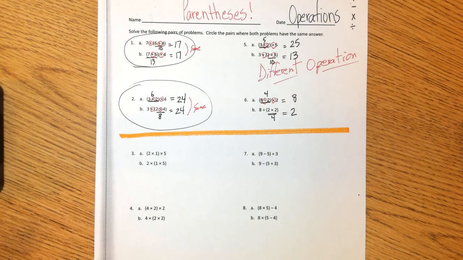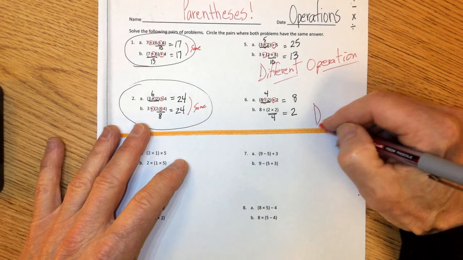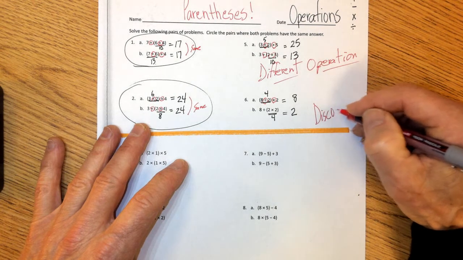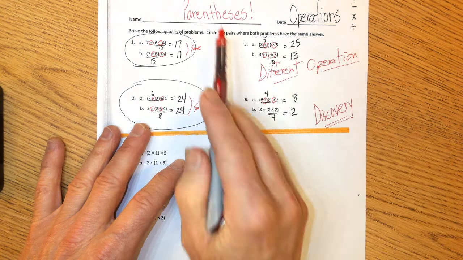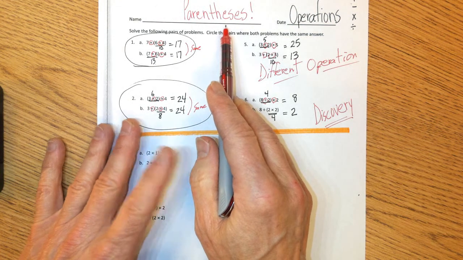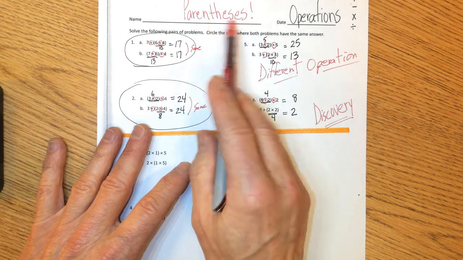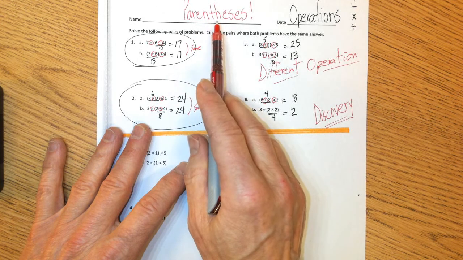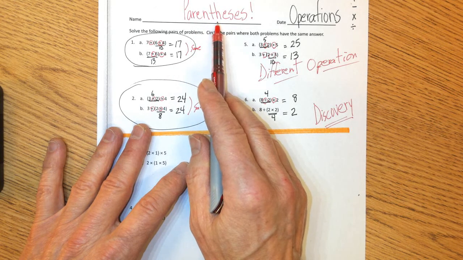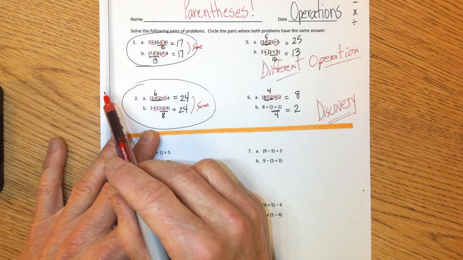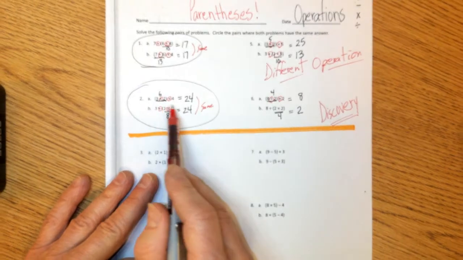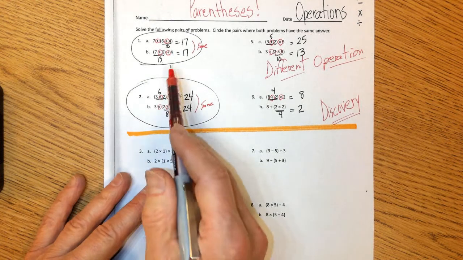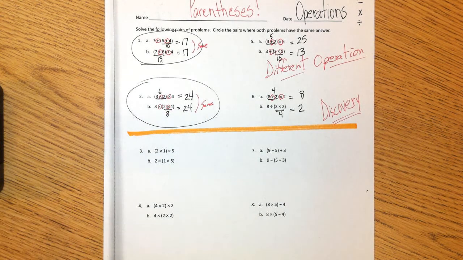So this is a very big observation. It's a very big discovery, if you will, because it will affect the way that we use parentheses. That means we can move parentheses around if we'd like to, as long as the operations are the same. It won't change the answer if the operation's the same. And we just discovered that with our little exercise.